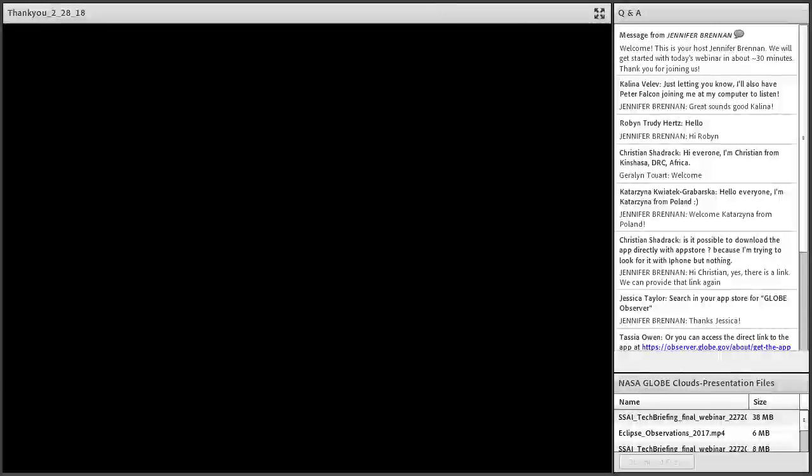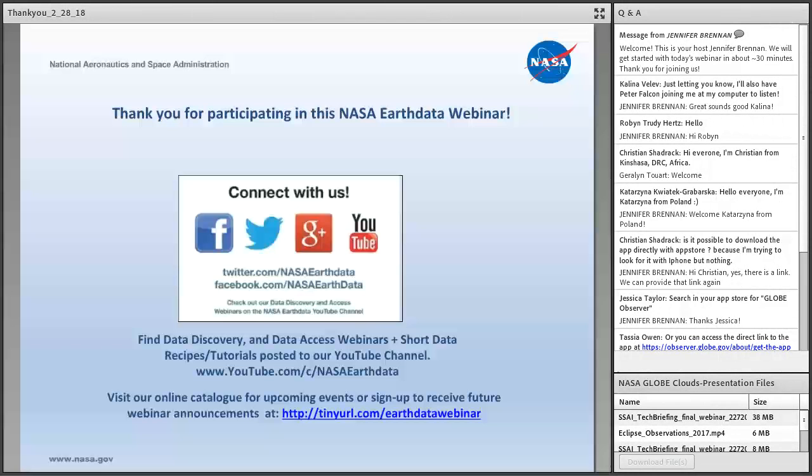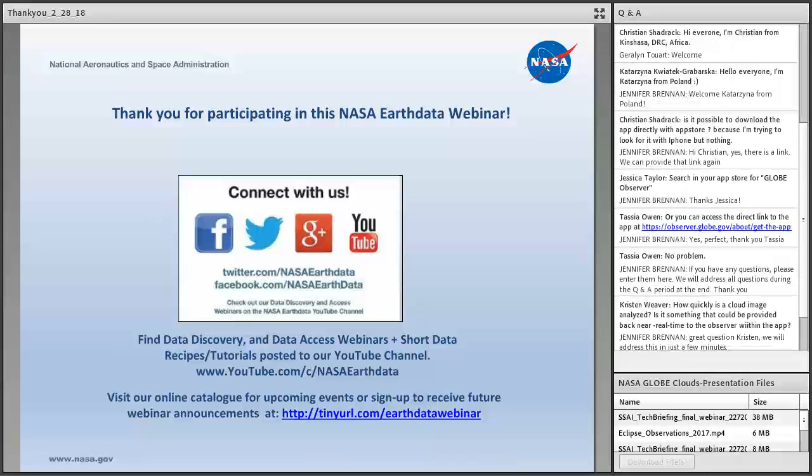All right, so with that, let's move to our very first question here. Our first question is, how quickly is a cloud image analyzed? Is it something that could be provided back near real time to the observer within the app?